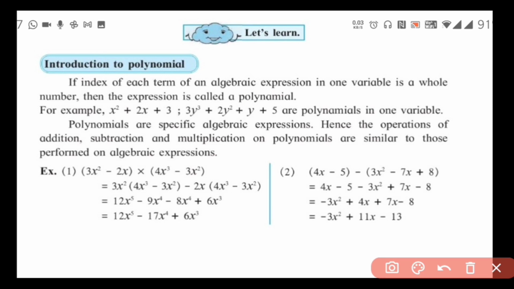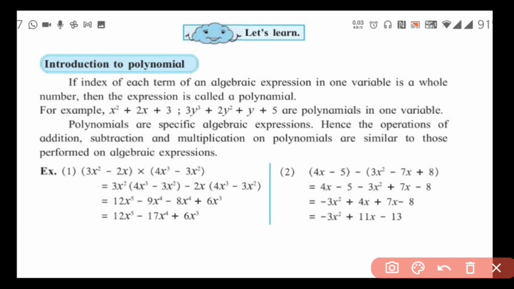Polynomials are specific algebraic expressions, hence the operations of addition, subtraction and multiplication on polynomials are similar to those performed on algebraic expressions. So we performed the operations of addition, multiplication, division and subtraction last year. In the same way we will be doing them on polynomials also. As we can see, the sums solved here are multiplication and subtraction sums.